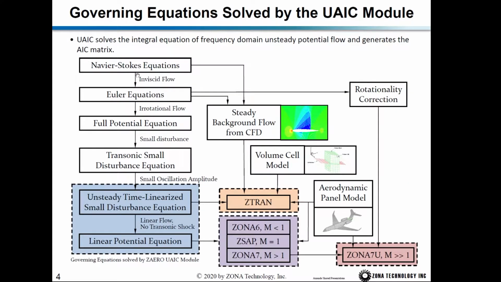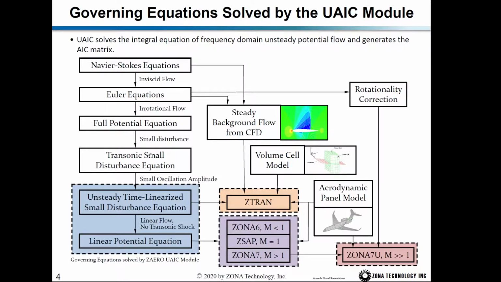The highest fidelity flow equation is the Navier-Stokes equation. If we assume the flow to be inviscid, we can reduce the Navier-Stokes equation to the Euler equations. Further, if we assume the flow to be irrotational, we can reduce the Euler equation to the full potential equation. The Navier-Stokes and Euler equations have 5 flow variables, but the full potential equation only has one unknown, which is velocity potential.